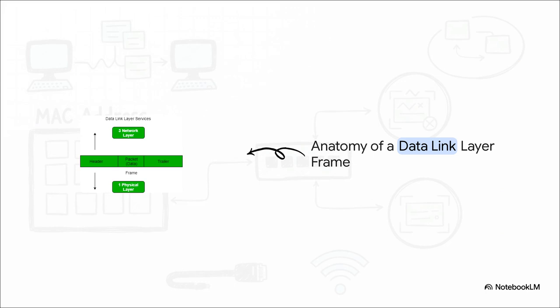So, when we talk about a frame, we're really talking about a sandwich. The data link layer takes that data packet from the network layer and sandwiches it right between a brand new header and trailer. The header holds all the crucial control info, like the destination and source MAC addresses, while that trailer at the end typically holds the error detection information we just talked about.